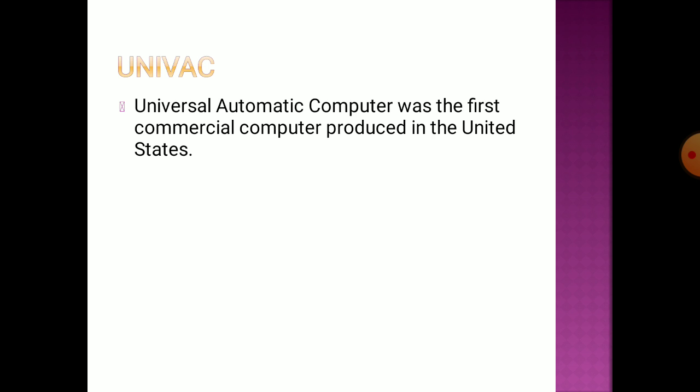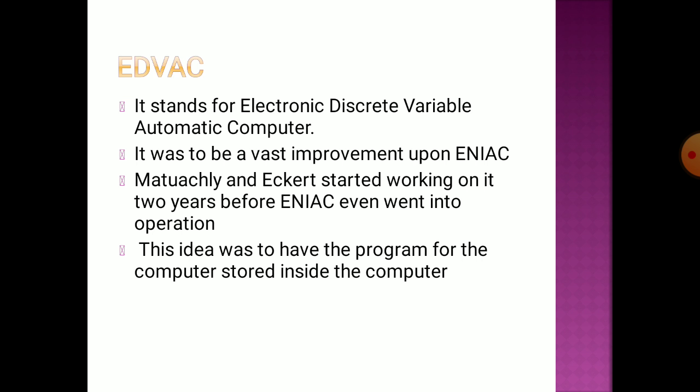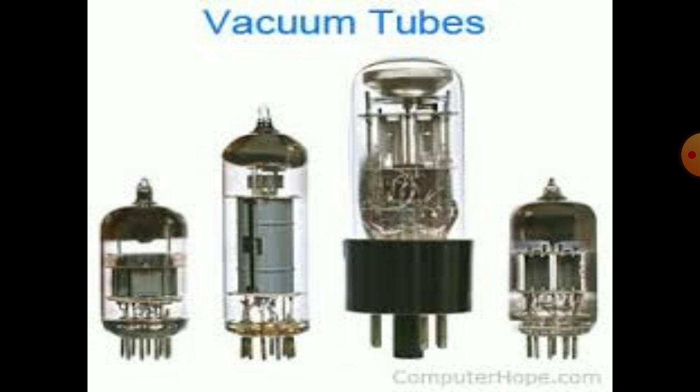ENIAC stands for Electrical Numerical Integrator and Computer. EDVAC stands for Electronic Discrete Variable Automatic Computer. UNIVAC stands for Universal Automatic Computer, and EDSAC stands for Electronic Delay Storage Automatic Calculator. These are all the 4 first generation computers. Fine. So remember what all the points you have to know about your first generation.